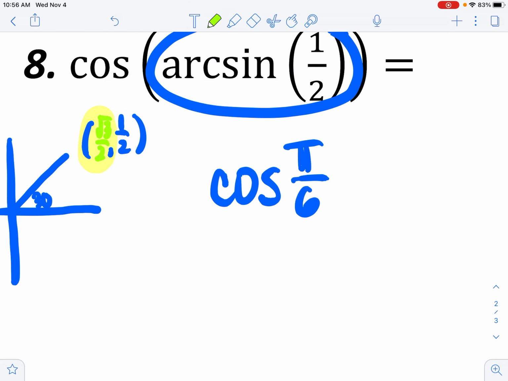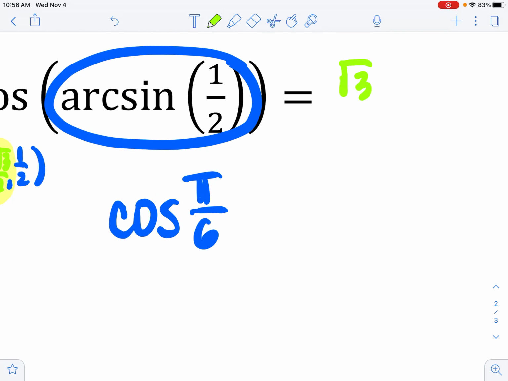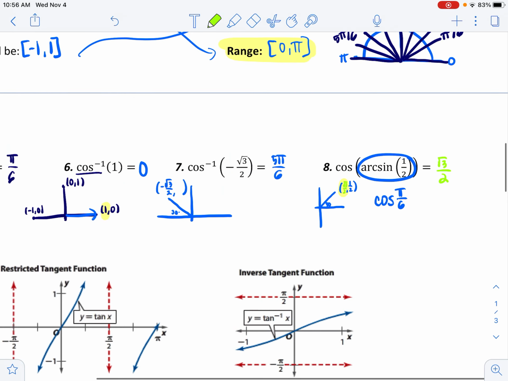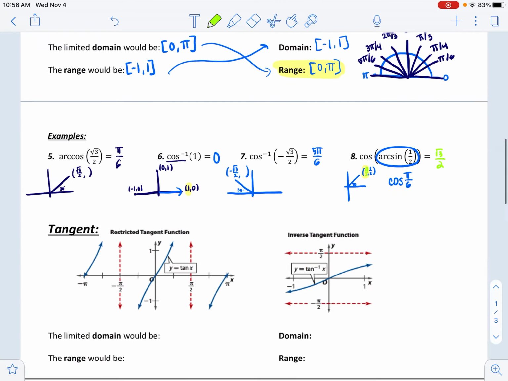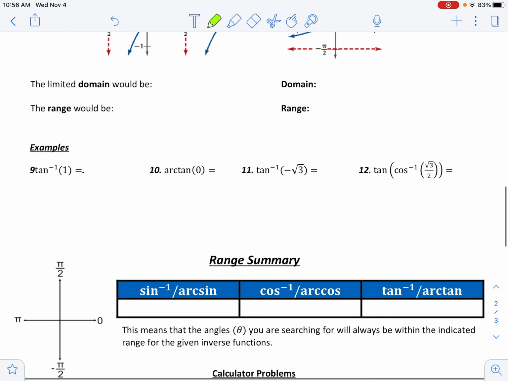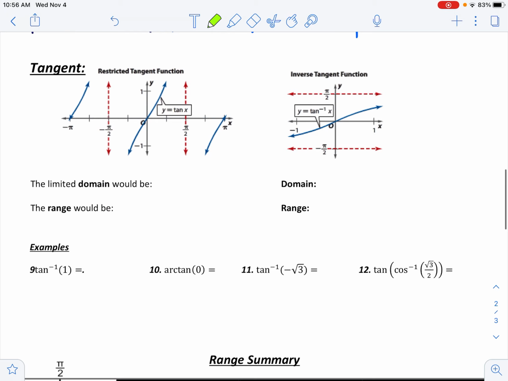So I want to know the x value. What's this value right here? That is root 3 over 2. So the answer is root 3 over 2. Okay, next we have tangent.